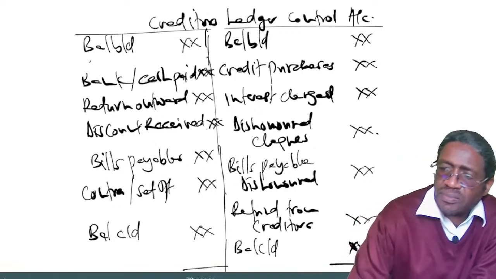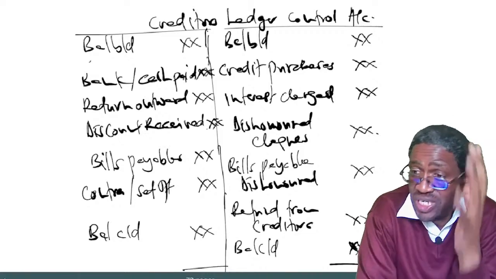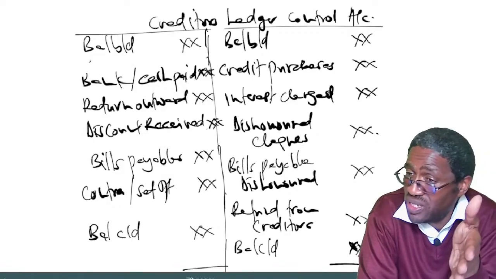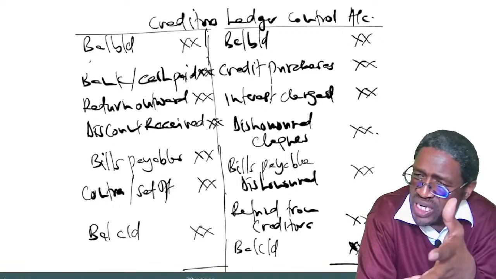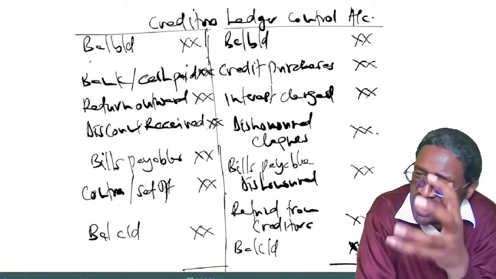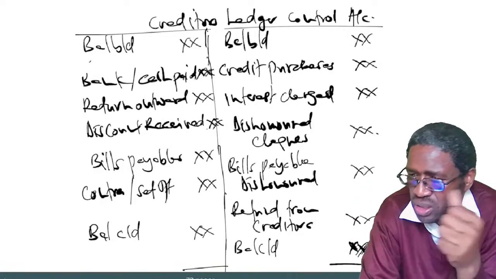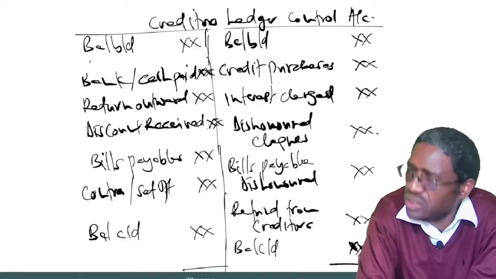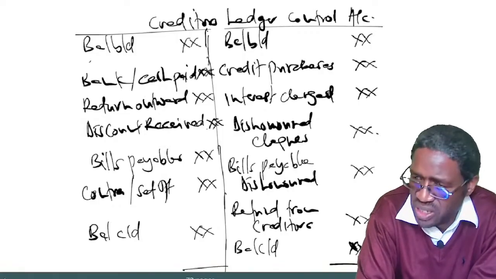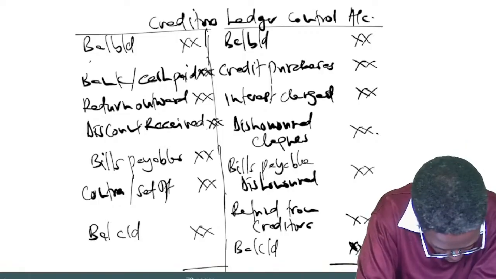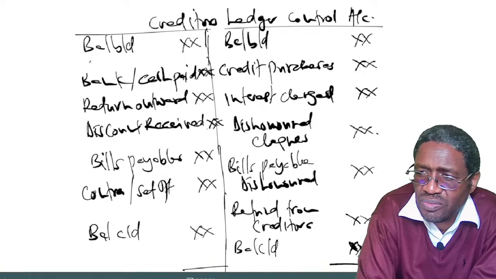Copy that. So the point is, if you know an asset or an item should be debited in the creditors, it should also be debited in the control account. If an item is normally credited in the creditors, it should also be credited in the control account. So ideally, the most important thing here is to know the double entry. If you know an item is normally credited, credit it in the control. If you know an item is always debited, you debit it in the control.